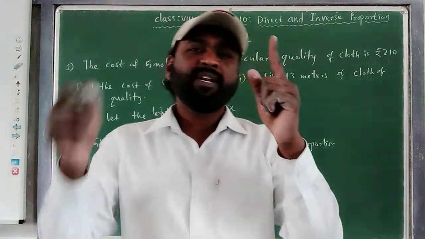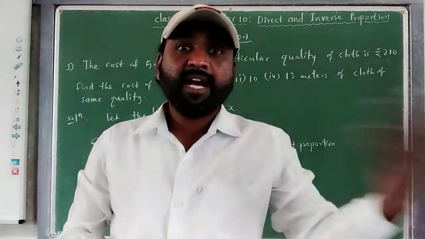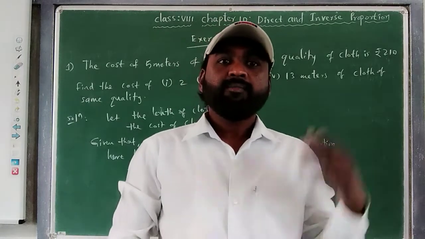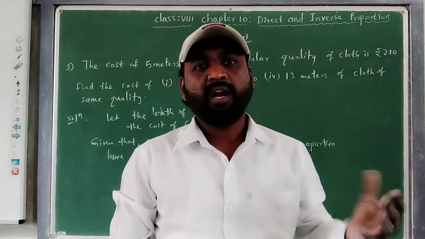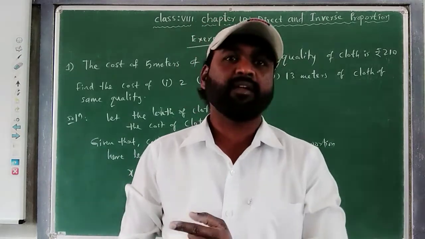According to that, how many meters of cloth is there? That many you have to multiply and you are finding it. That method of finding is called what? Unitary method. But as we are discussing direct proportion in this class, you should not use the unitary method. That means no need of finding the cost of 1 meter cloth.